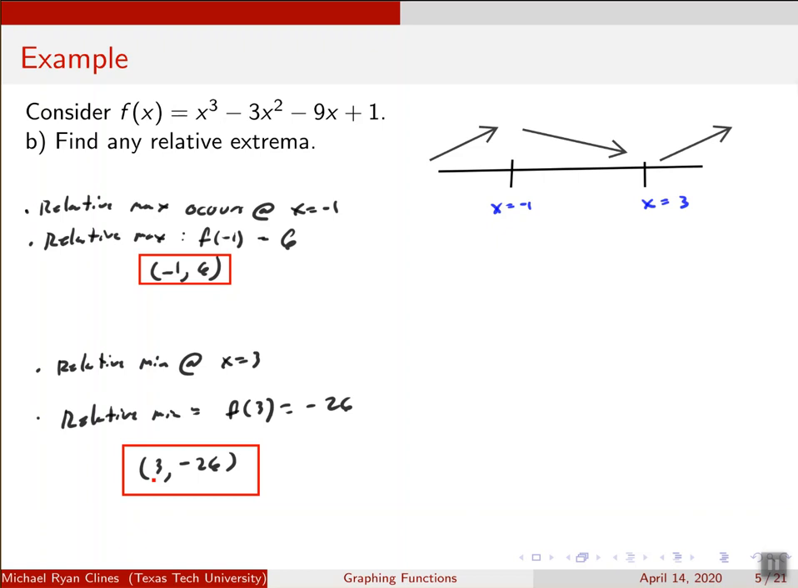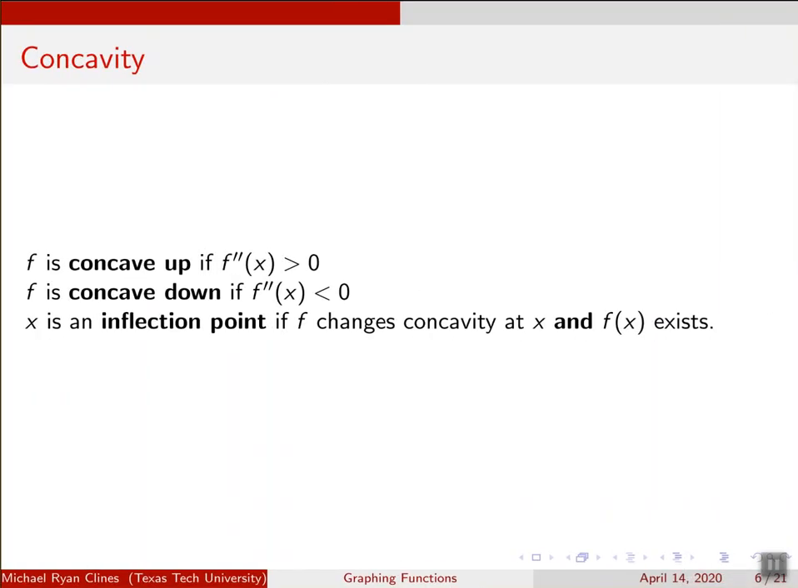Now we're going to introduce a new concept called concavity. All right, so let's look at concavity. We say a function is concave up if the second derivative of f at that point is greater than 0. We say f is concave down if the second derivative at that point is negative. And we say x is an inflection point if f changes concavity at x and f of x exists. Now that we've defined those, let's look at what these different things are.